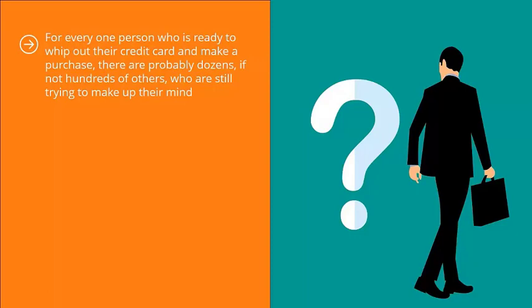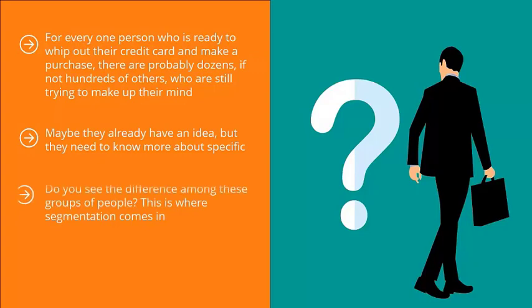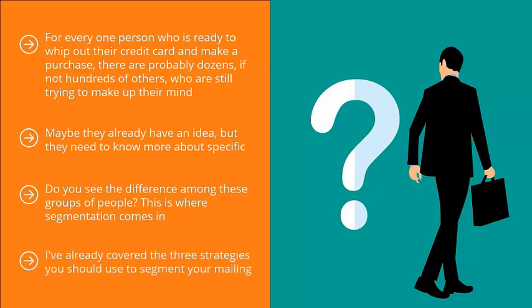Maybe they are looking for more information. Maybe they already have an idea, but they need to know more about specific solutions. Maybe others trust a solution but just need you to push them off that fence. Do you see the difference among these groups of people? This is where segmentation comes in. You need to set up a process where the people can be sent messages that will push them closer to the point of conversion. I've already covered the 3 strategies you should use to segment your mailing list.